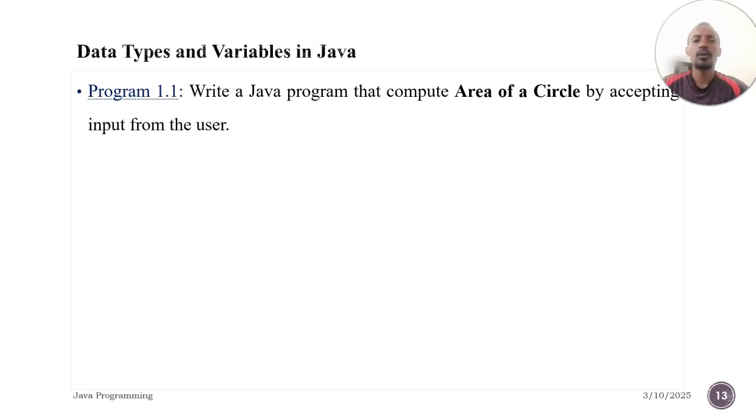Let me show one program. This is the way we can start our program. Suppose program 1: write a Java program that computes the area of a circle by accepting an input from the user. In this case, what is our input? After we identify our input, we have to think about what is to be processed. Then, after we identify what is to be processed, finally, what is expected out of it?